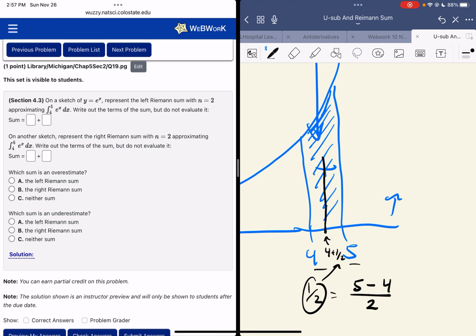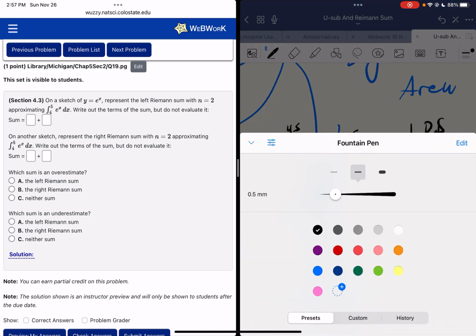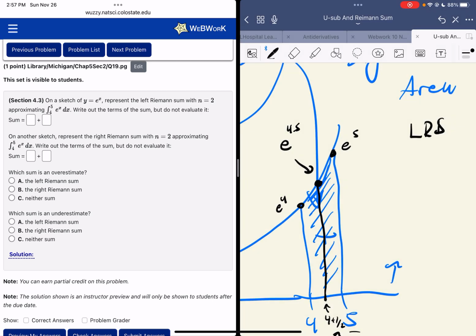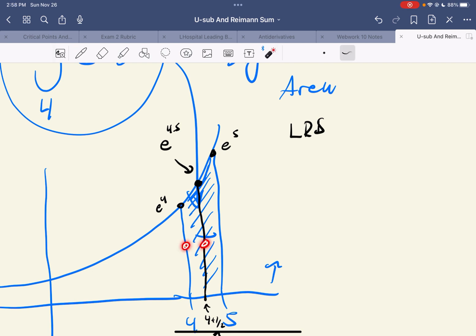All right, so now if I come up here, I'm going to hit my curve at, so this will be e to the 4.5. This value here is e to the 4, and this value over here is e to the 5. Okay, I want the left Riemann sum. So I'm going to look between these first two lines here, and I'm going to take the line on the left to tell me what the height of my rectangle is. So let's go ahead and draw that in. Line on the left, draw the height. Okay, so what is the area of this first rectangle?